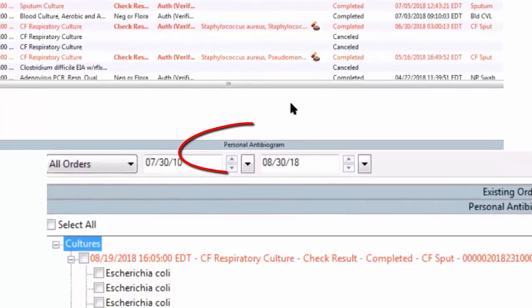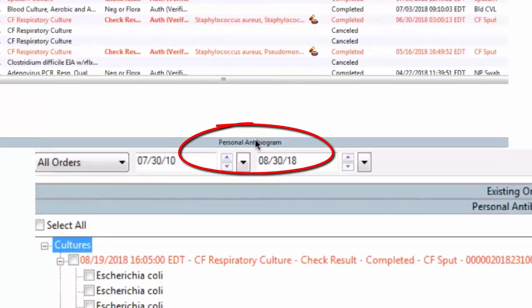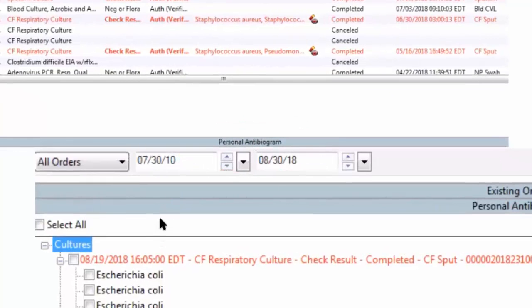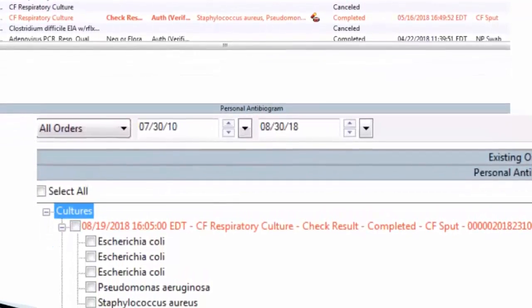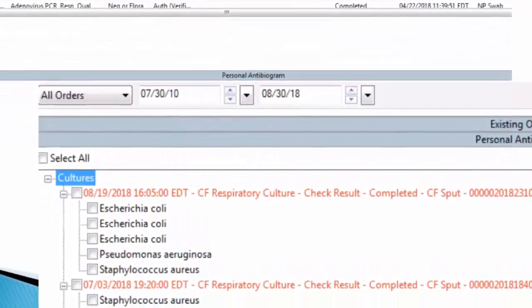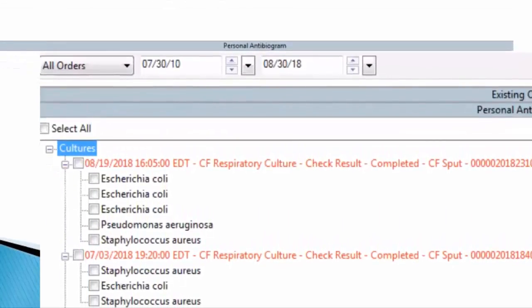If you click on this little tab at the bottom that says Personal Antibiogram, it'll open up this window that's shown below. And this is a great way to sort by organisms and culture dates to look at sensitivities.